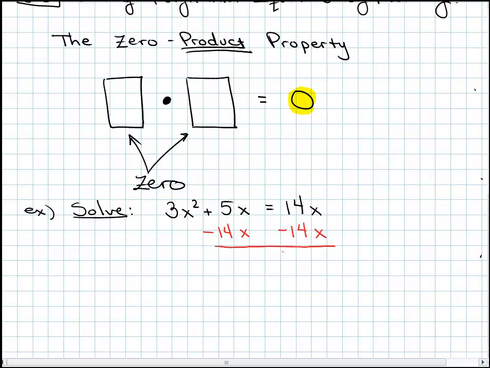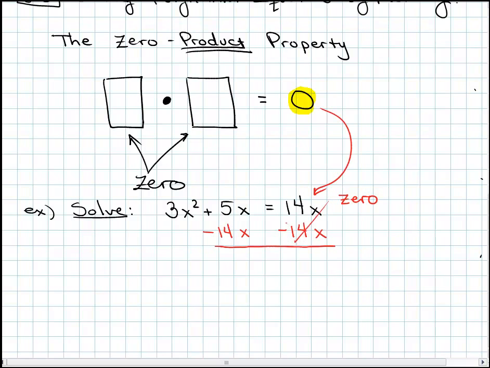You're doing this because you want to make this side 0? I want to make this side 0, exactly. And it's always going to be that side? It can be any side. I could have moved the other two terms, but it would have been more work to move the 3x squared plus 5x to the other side than the 14x. So our goal is to make one of the sides of the equation equal to 0. Period. You want 0 on one side of the equal sign.